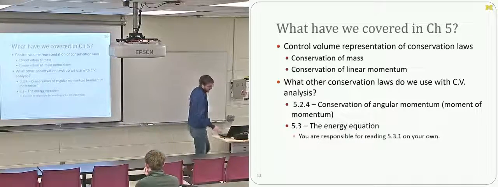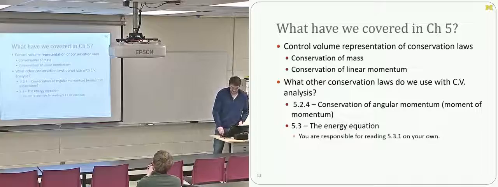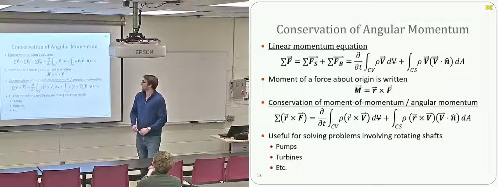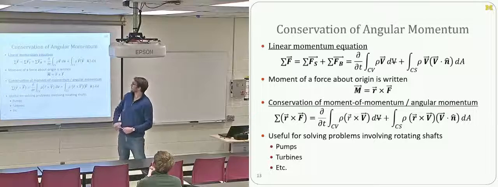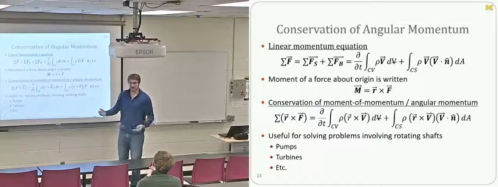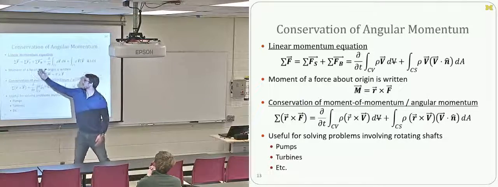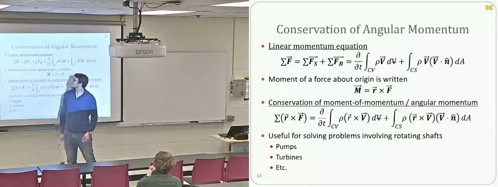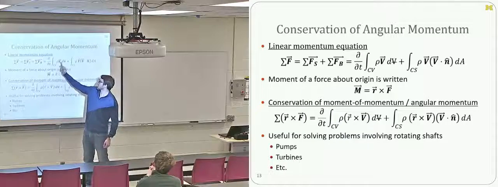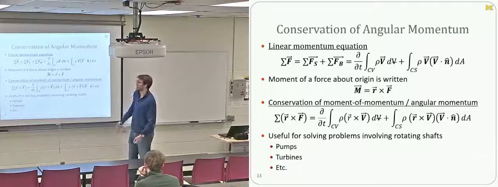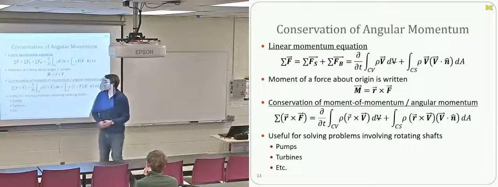Since we're not going over these really rigorously in lecture, let me just do a quick summary, so you're not completely in the dark. So conservation of angular momentum is a pretty natural extension from linear momentum, right? Here's our conservation law for linear momentum. This is the one we've been using. Sum of the forces is equal to the rate of change of momentum in a control volume plus the flux of momentum across its control surfaces.